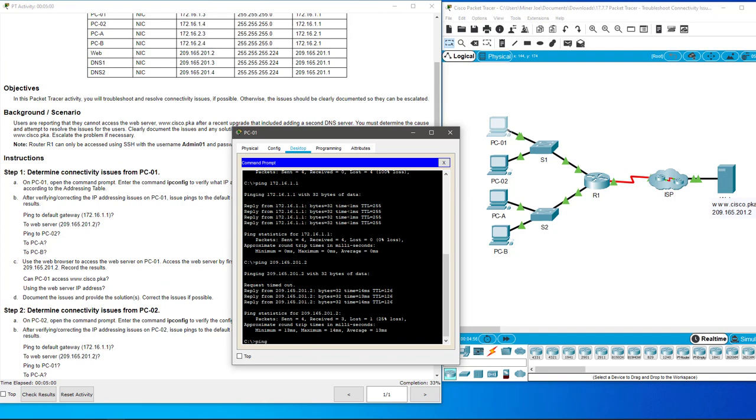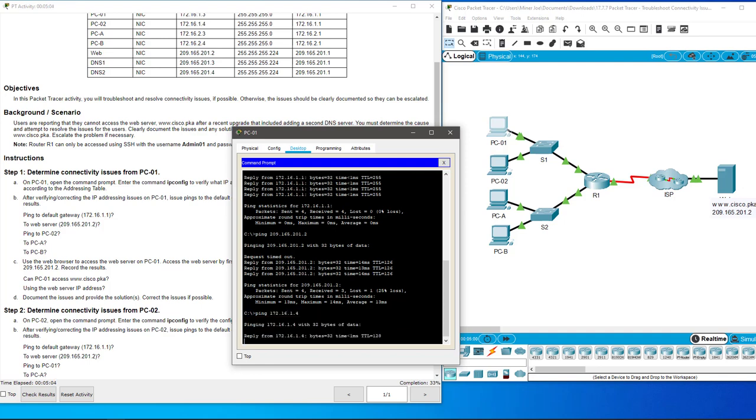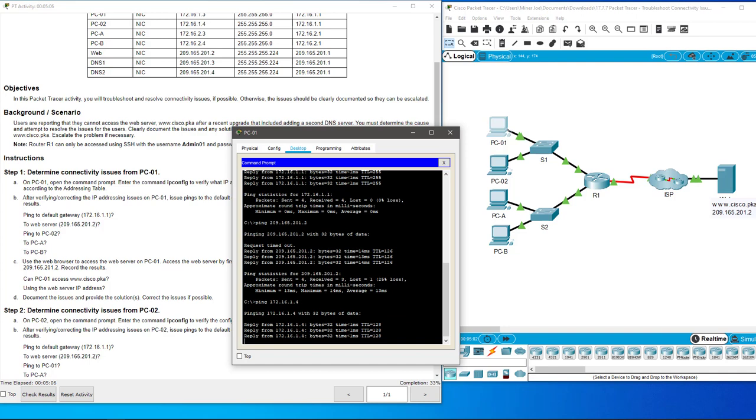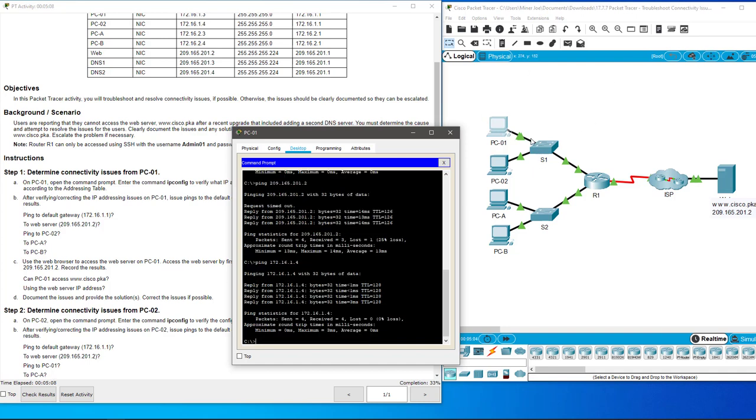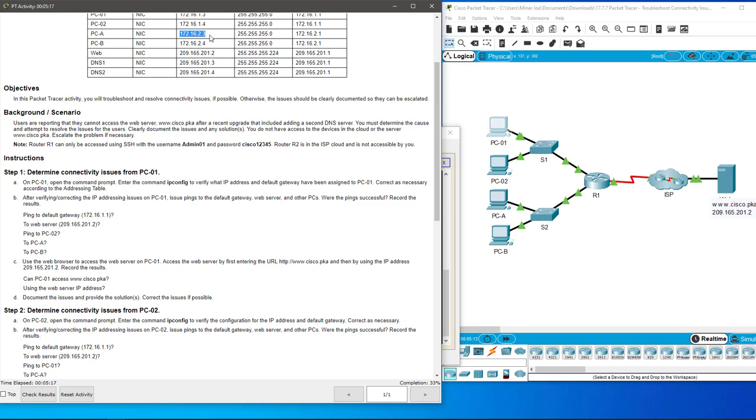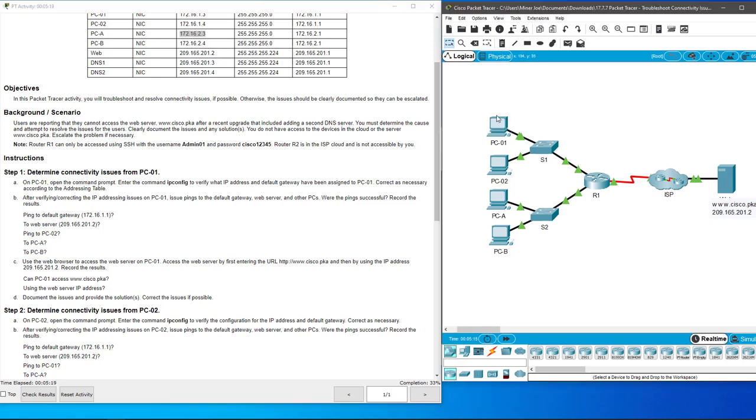So we'll ping 172.16.1.4, and that is good to go. So we're able to cross this switch. Everything there looks pretty good. And then it says, how about trying to ping PCA? PCA is supposed to be at 172.16.2.3. So let's give that a shot.